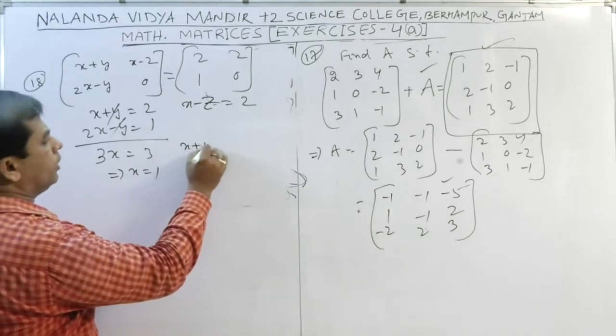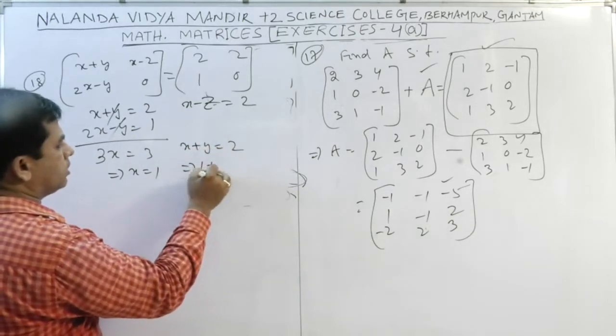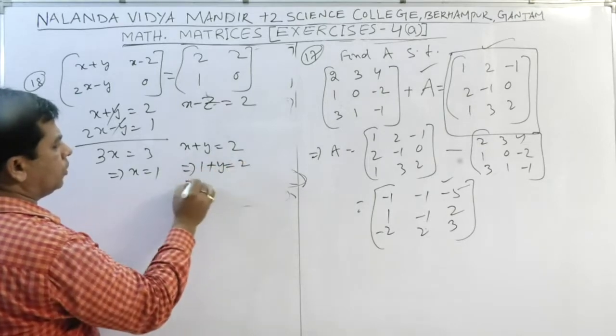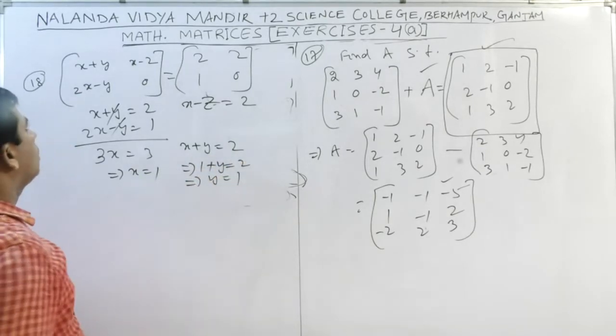x plus y is equal to 2. This implies, putting the value of x equal to 1, 1 plus y is equal to 2, which implies y is also equal to 1.